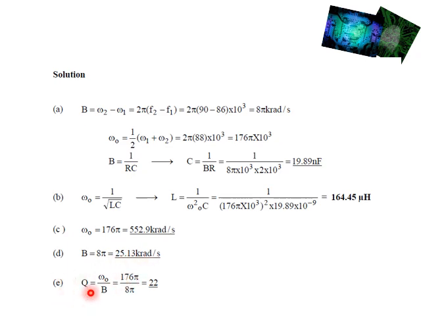E is the value of Q. Q is omega naught over B, so dividing the value of omega naught by B, we get 22. So the value of Q, the quality factor, is 22. So this circuit can be considered as high Q, because the value is more than 10.